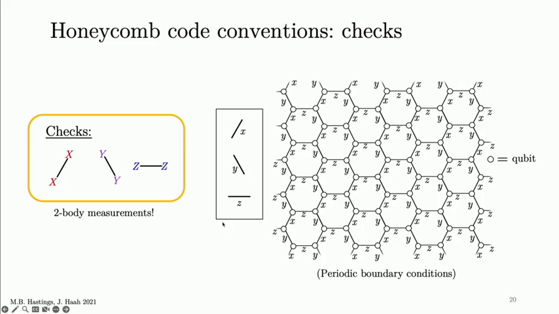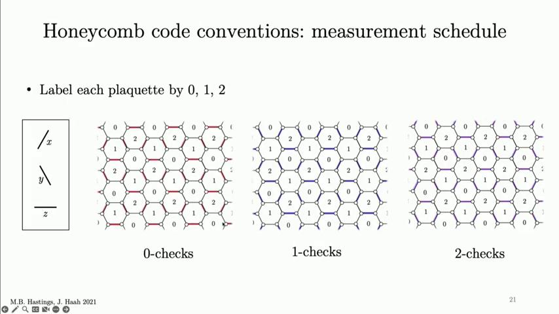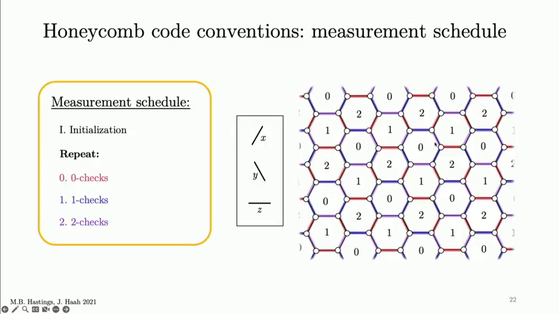Next, I need to tell you the measurement schedule. To specify the measurement schedule, we'll label the plaquettes by 0, 1, and 2 in such a way that neighboring plaquettes have different labels. I'll define the 0 checks to be those two-body checks that connect 0 plaquettes, shown in red here. Likewise, the 1 checks and 2 checks go between 1 plaquettes and 2 plaquettes. So here we have the measurement schedule. After some period of initialization, we repeat in sequence 0 checks, 1 checks, 2 checks.